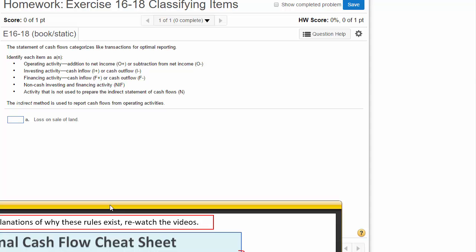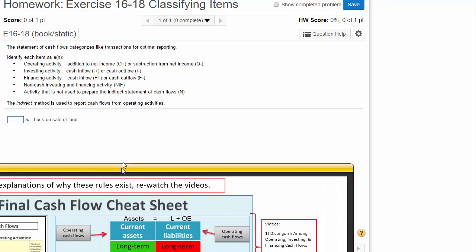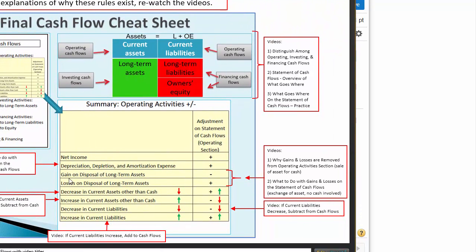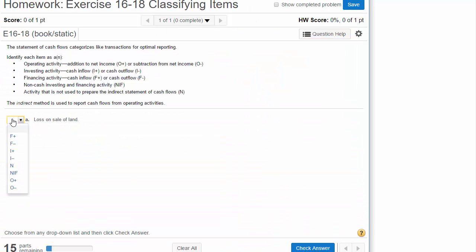We're first starting with a loss on the sale of land. Remember, losses as well as gains are backed out of the operating activity section. So it's going to be an O. And what do we do with losses to back out a loss? A loss subtracted from net income originally, so to back it out, you add it. So that is an O plus.